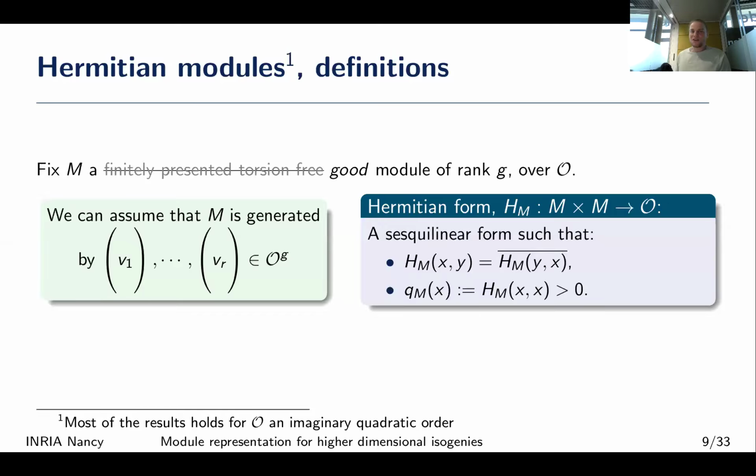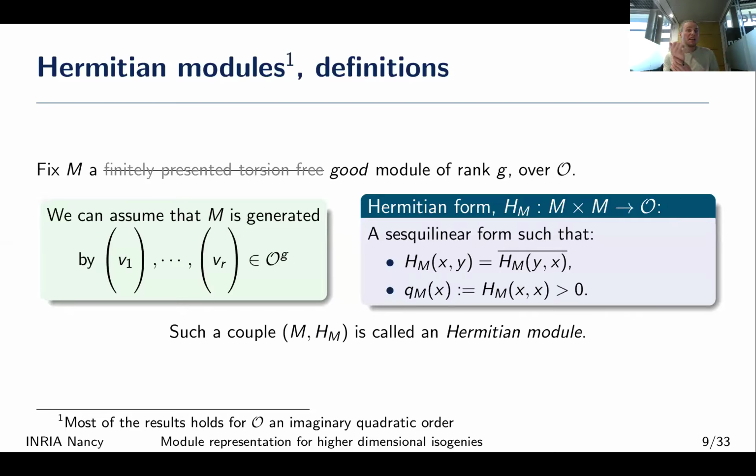If you see our good module as a space generated by vectors, you can think of the Hermitian form as a slightly weird scalar product on this space. We also assume that the form leads to a quadratic form, which I denote QM, which is positive definite. But this is more technicalities. So from now on, when I say that something is an Hermitian module, it will stand for such a couple, where on one hand I have a good module of rank G, say, and on the other hand an Hermitian form on it, which is really a pairing on it.